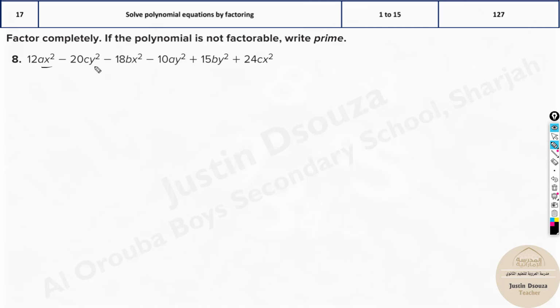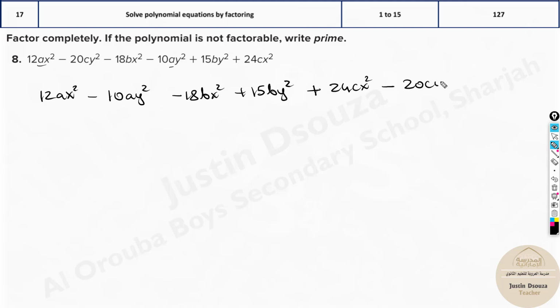Here, I would always go with x squares. Okay, it's up to you. You can try a, b, c. Okay, how about I change it now? Now I will go with a, b, and c's. So let me write a's together. It will be 12a x squared minus 10a y squared. Then let me write b's next, minus 18b x squared. And then we have, where is b? Over here. Plus 15b y squared. And lastly with c, I'll write this first because 24c x squared is first, and minus 20c y squared.